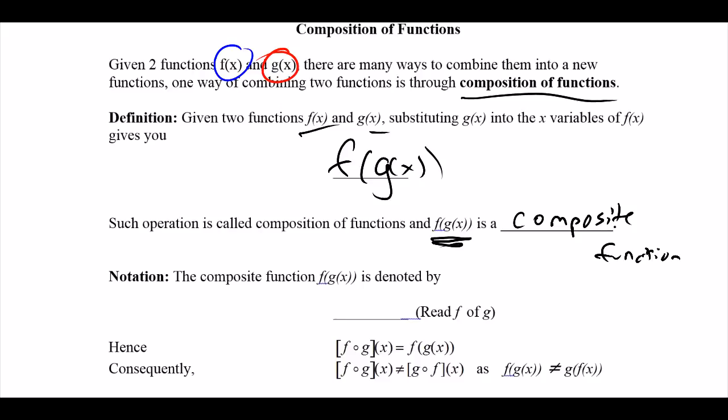So here we go. F of g of x is read "f of g." Hence, f of g of x is equivalent. So if you don't like the f of g style and you like the style at the top, this style, then that's fine. But let's go through some examples to see what the heck I'm talking about.